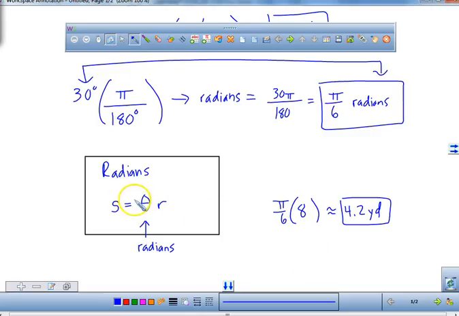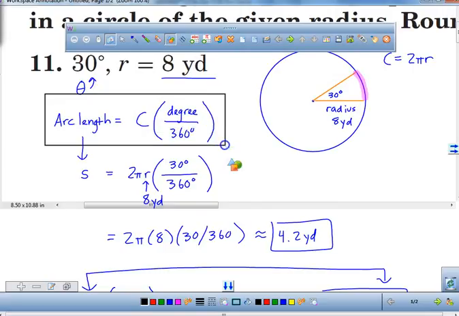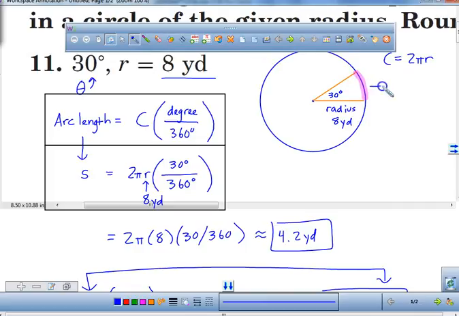So that means this is your formula you would use if your theta is in radians. You could convert your degrees to radians and use it, or if you wanted to, you could use this formula right here. More specifically, that's kind of an example of how to use it. So this little tiny arc length right here turned out to be about 4.2 yards, and that was our answer.